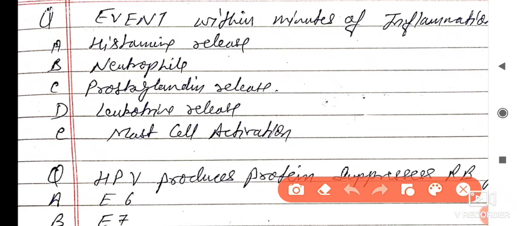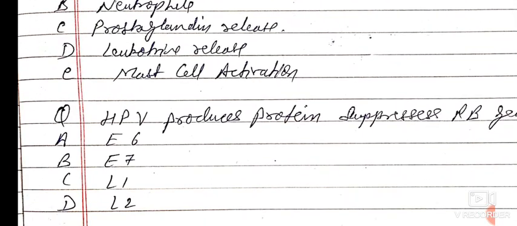Event within the minutes of inflammation, histamine release. So, what happens in the event of inflammation in minutes? The best answer here is histamine release, neutrophil, prostaglandin release, leukotriene release, and mast cell activation. All options are absolutely right here, because when inflammation occurs, we see all of these.